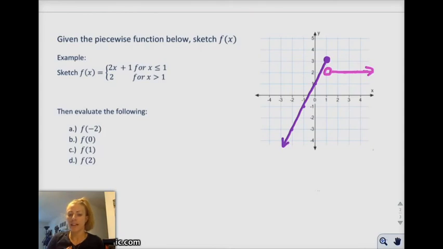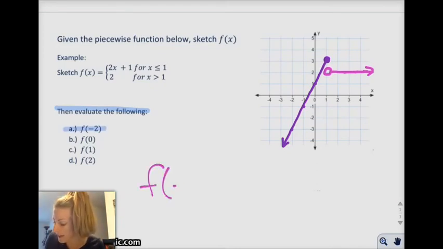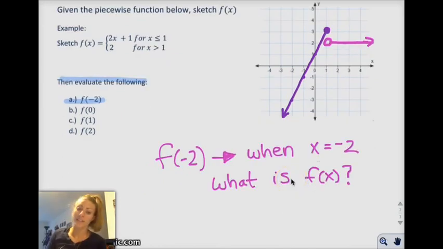Okay, then the next question says evaluate the following. Now for this, you either want to have the graph and be able to visualize it, or you have to figure out where these things are happening and what domain you're in. So I'll show you what I mean by that. So f of negative 2, right? That would be like taking f, the function, and plugging in negative 2. So really what this is asking is, when x is negative 2, what's f of x equal to?